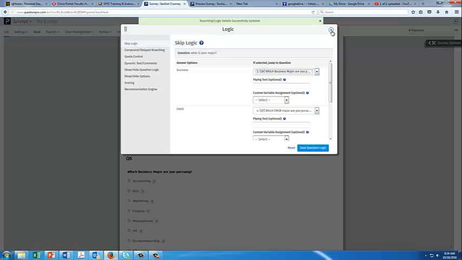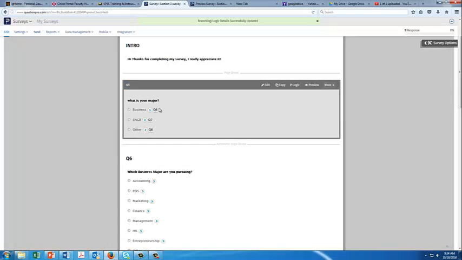So I save that question logic, and you'll be able to verify that it worked correctly by looking on your QuestionPro survey. You'll see that if they answer business, they go to question 6. If they go to engineering, they go to question 7. And if they answered other, they'll be directed to question 8.